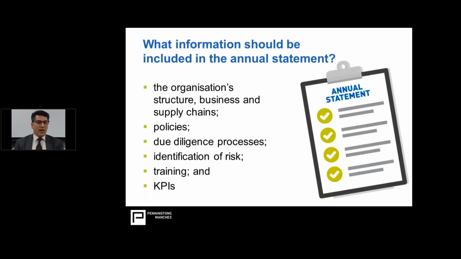So what information should be included in the annual statement? The organisation's structure, business and supply chain should be referred to, along with the policies in relation to slavery and human trafficking, due diligence process in relation to slavery, identification of where there is a risk of slavery and human trafficking, and also the training available and the organisation's effectiveness in dealing with slavery.